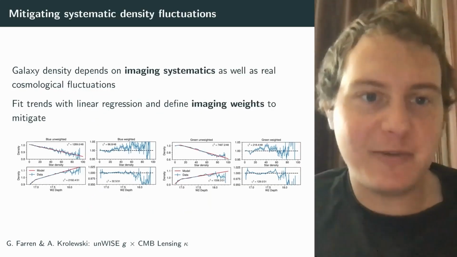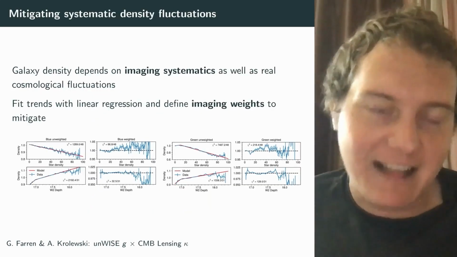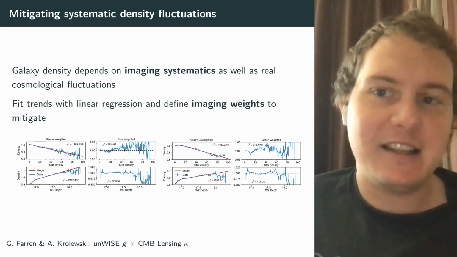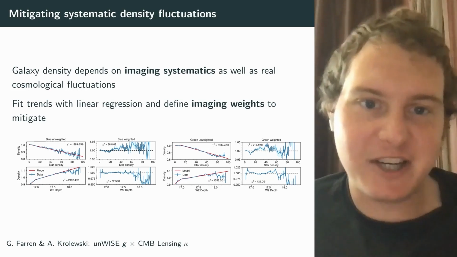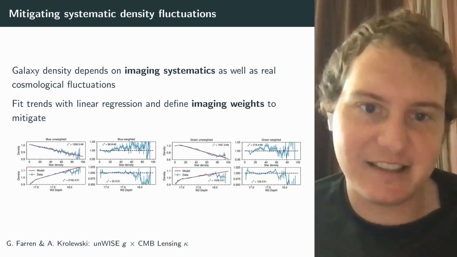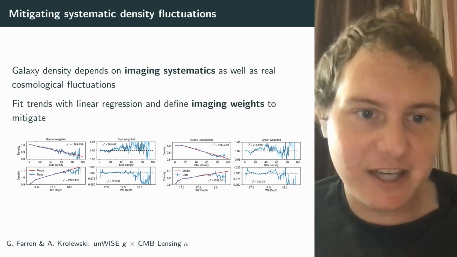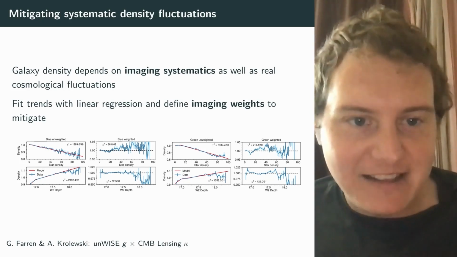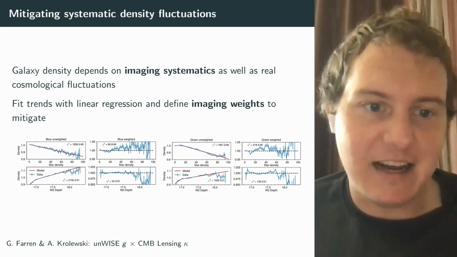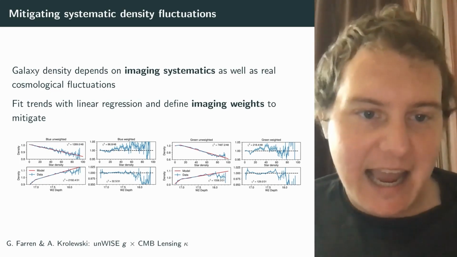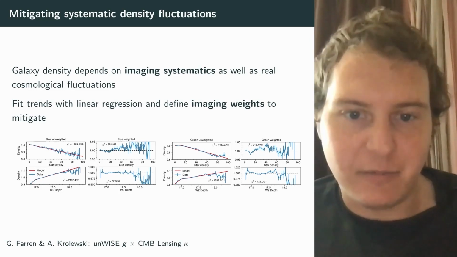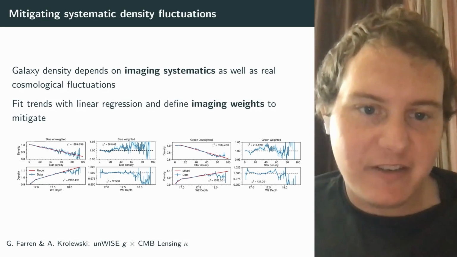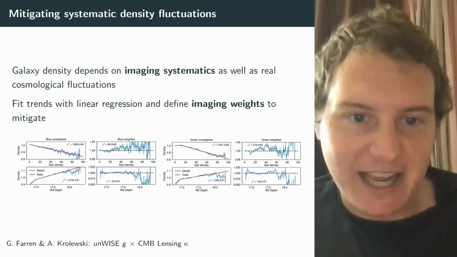We want to measure the fluctuations in the matter density. When we measure galaxy fluctuations, in addition to the complications of galaxy bias, there's also the complication that the galaxy fluctuations may depend on some imaging systematics instead of the real cosmological fluctuations. And so we found that the WISE galaxy density depends also on the density of stars in the Milky Way and on the depth of coverage of WISE. So what we did is we fit these trends with a linear regression model, and we defined a set of imaging weights to mitigate them.